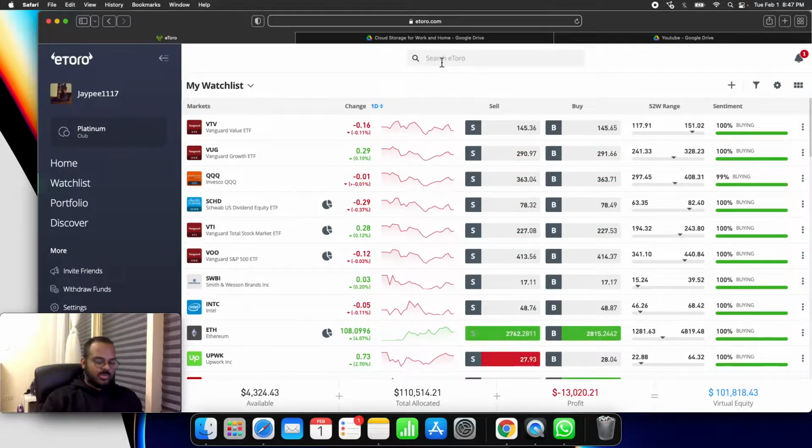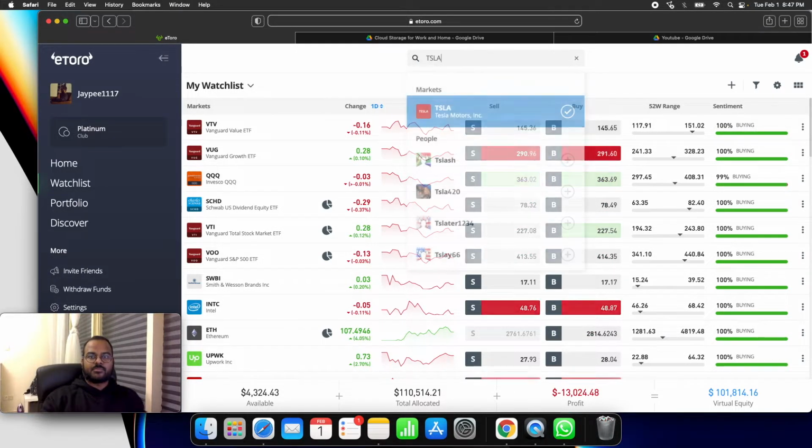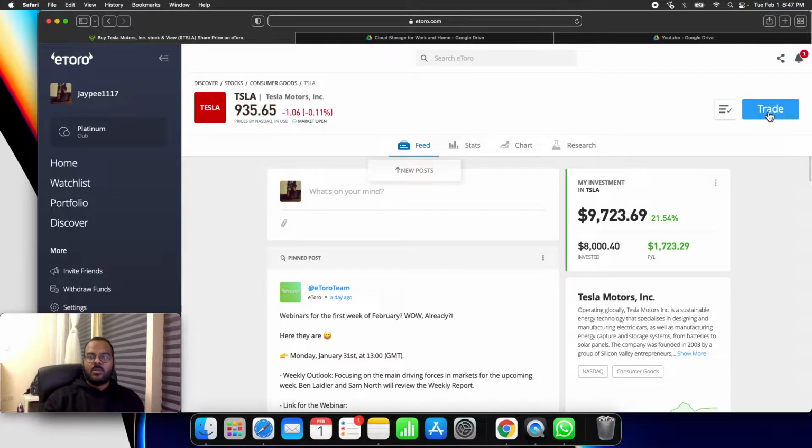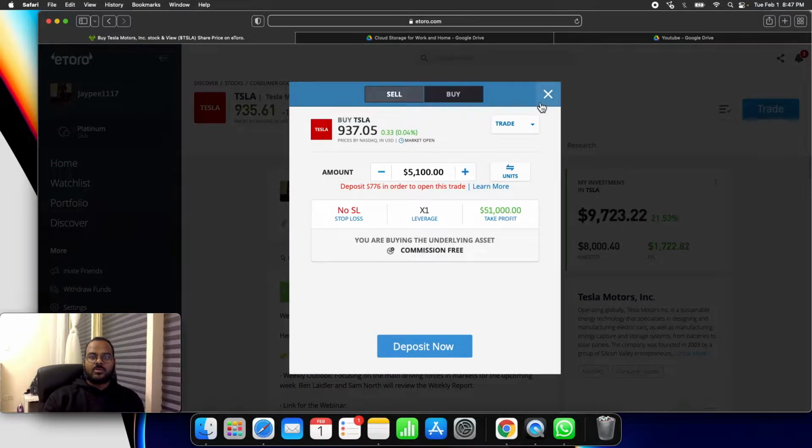So let's say I want to buy Tesla. So I do a search for Tesla. Go here, it's a trade option. I click on trade. By default, eToro is selected on buy. So you have the option of either buying in amounts. Let's say I want to buy $500 worth of Tesla.